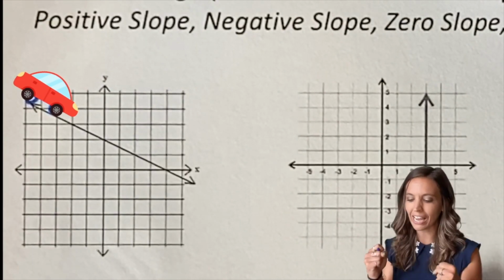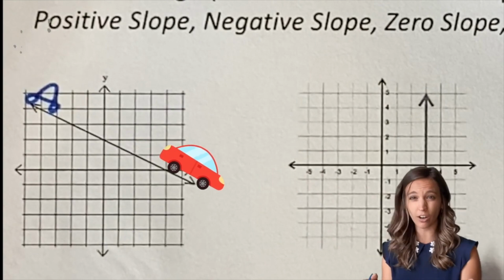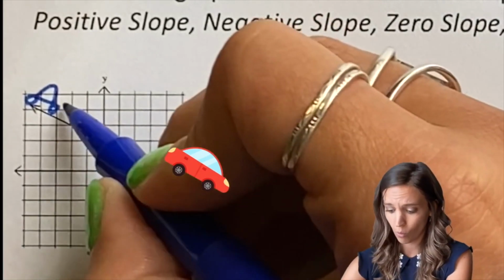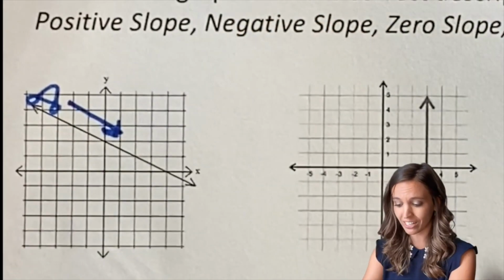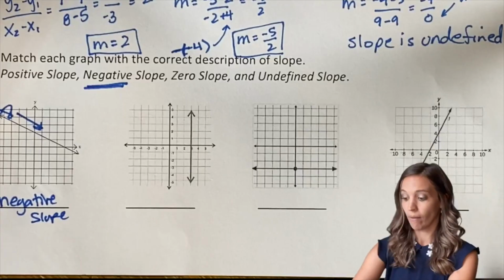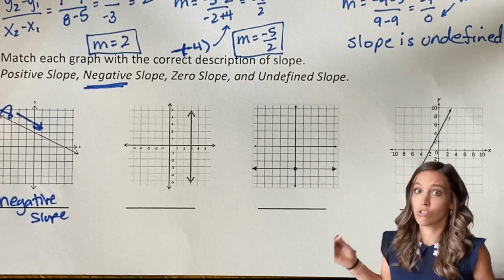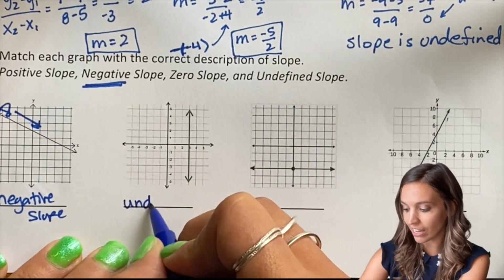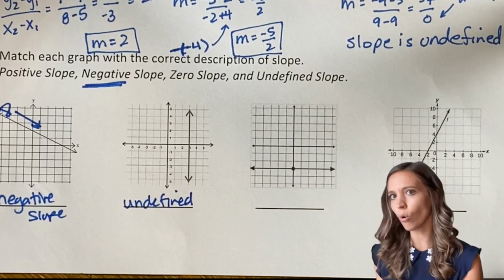I'm like, okay, right here, if I press on the gas, is my car going to start rolling up a hill or down a hill? Well, if I press on my gas right here, my car starts rolling down a hill. So that means I have a negative slope. So I'm going to write negative slope here. Okay, this next one, hey, that's a vertical line. So what did we just learn? That's an undefined slope.